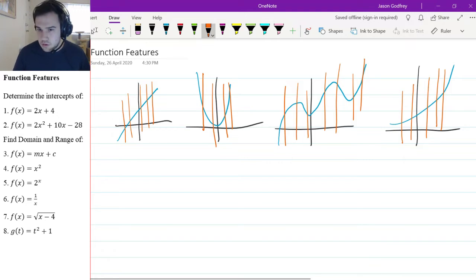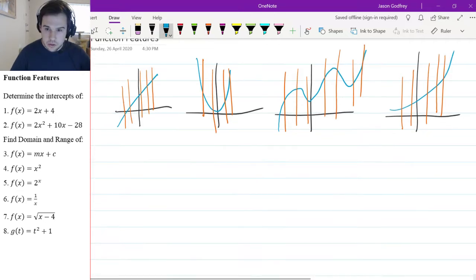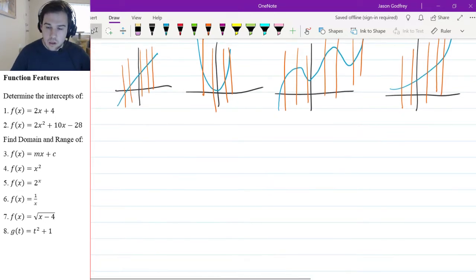So there's a few common features that we can use to describe or find for all these different functions. One is the intercepts, where it passes the y-axis or the x-axis, and the other one is going to be domain and range, which we'll discuss after intercepts. So looking over at the first question to the left, we've got the function f of x equals 2x plus 4.